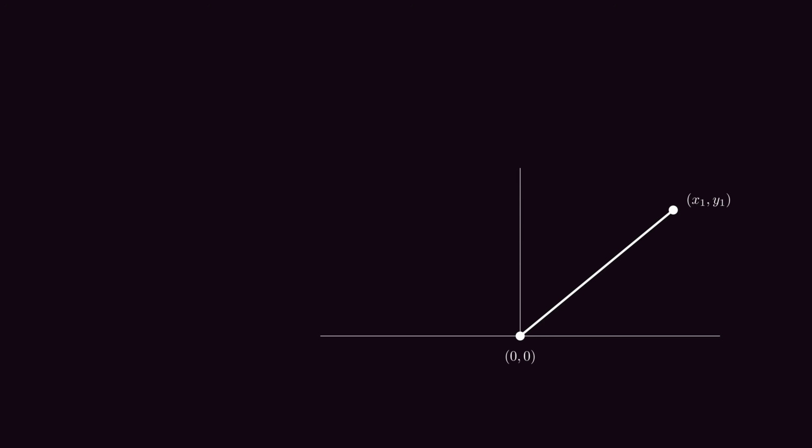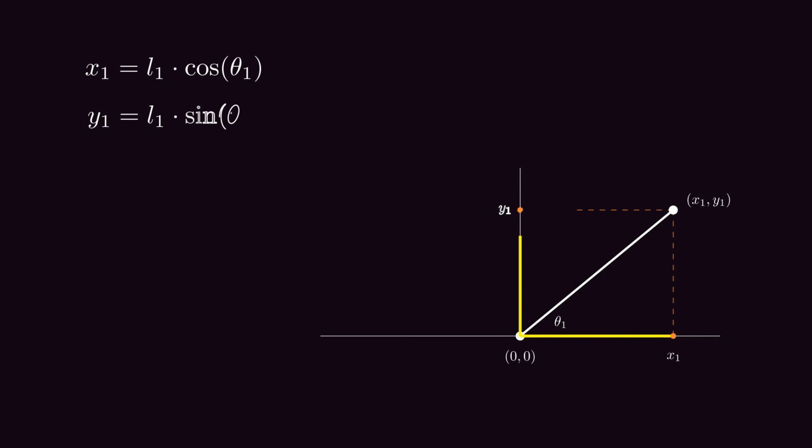Let's take the simple case where the arm has only one part. It would be the worst baseball player ever, by the way. We have the length L1 and the angle theta 1, and assuming the arm starts from 0, 0, we want to find x1, y1. With basic trigonometry knowledge, x1 would simply be L1 times cosine of theta 1, and y1 would be L1 times sine of theta 1.